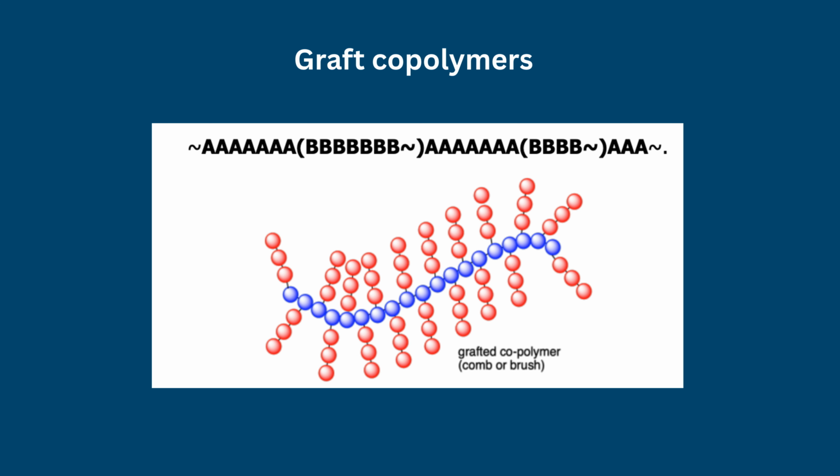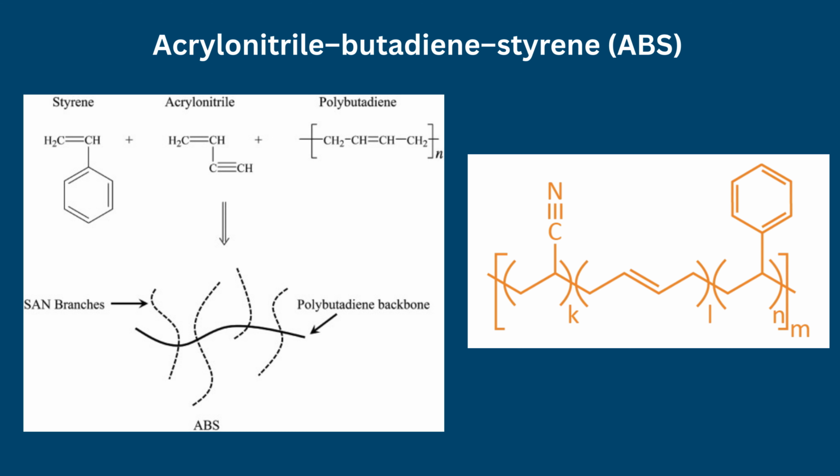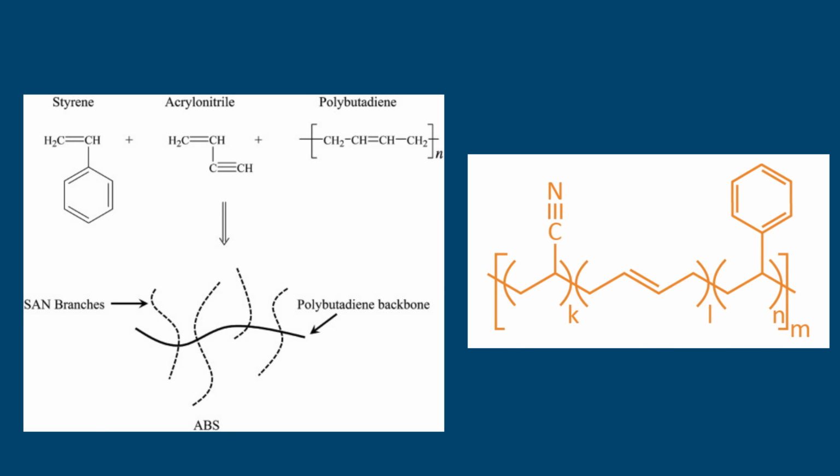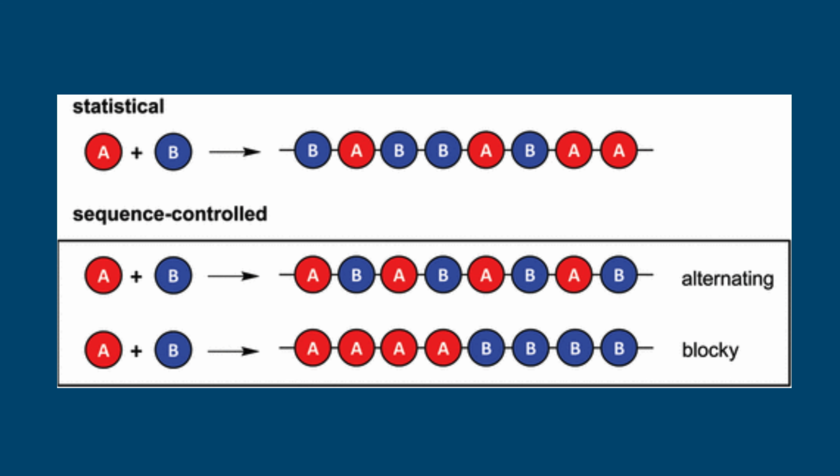Graft copolymers contain side chains chemically different from the main backbone. Acrylonitrile butadiene styrene, ABS, is a classic commercial example in which polybutadiene rubber particles are grafted with styrene-acrylonitrile chains to produce an exceptionally tough engineering plastic. More recently, gradient copolymers, sequence-controlled copolymers, and multiblock copolymers have emerged as advanced architectures capable of precisely tailoring interfaces, self-assembly, and biological performance.